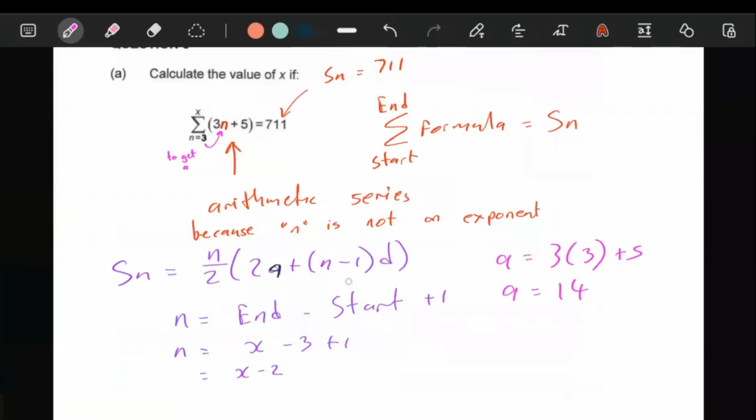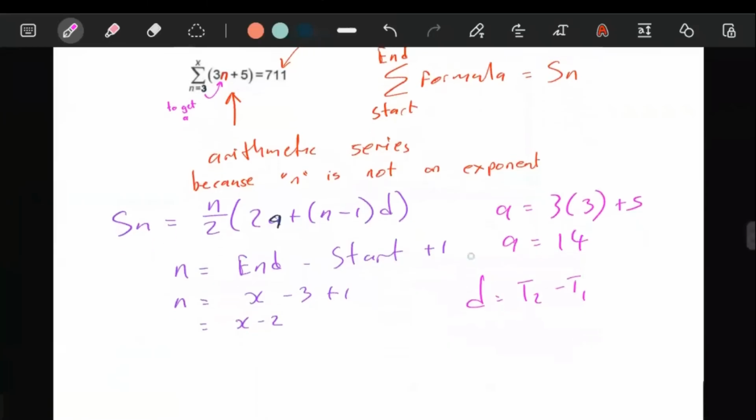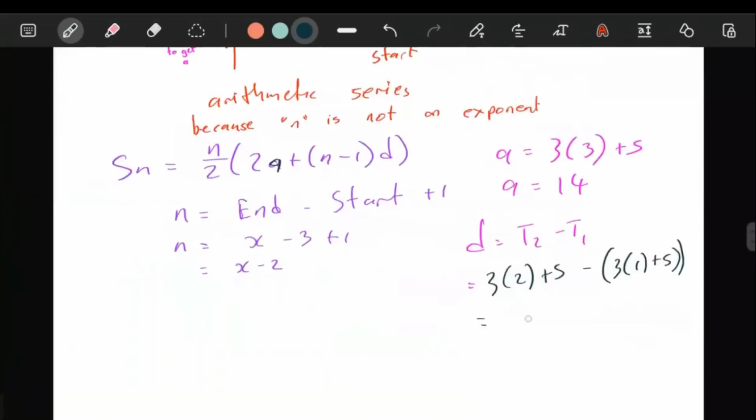And then your value of d is the common difference. d is equal to t2 minus t1, so you can just use your formula for that. You're going to put 2 here and 1 there also, using brackets. So this is 3 times 2 plus 5, which is 11, and this is 3 times 1 plus 5, which is 8. So 11 minus 8 is 3. There we go.